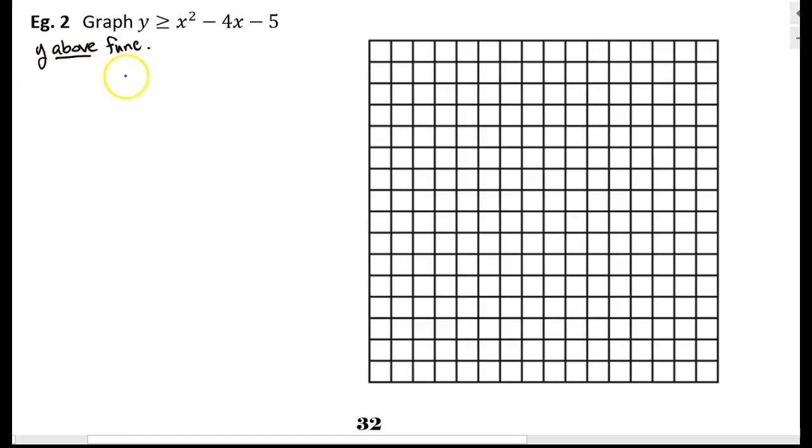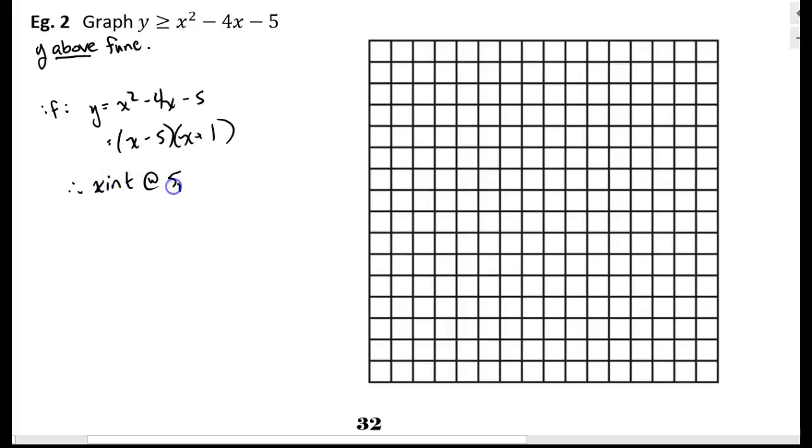That's what that means. So now let's figure out some information about this. If it was y equals x squared minus 4x minus 5, that would be the same as x minus 5 and x plus 1, which means that my x-intercepts are at 5 and negative 1. My y-intercept, remember, is just my constant for my general form. So that's going to be at negative 5, and I've got some points.